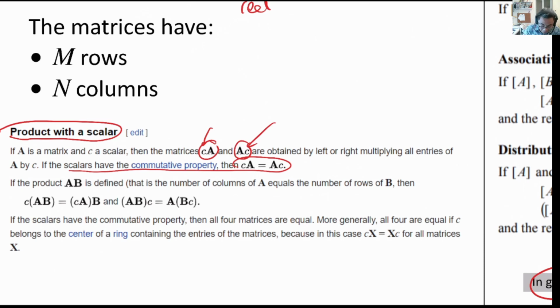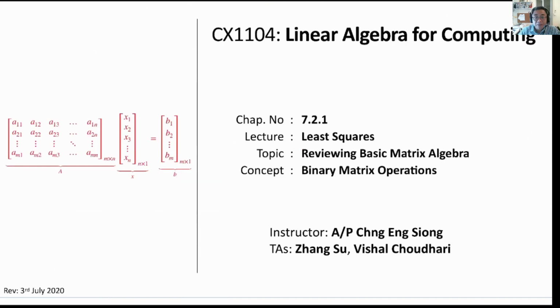Also, if we have C multiplying A times B, it's the same as C times A first, multiplied by B, or we perform the A times B matrix multiplication first, then multiply by C. That is, the scalars have the commutative property. This ends a quick review of binary matrix operations.